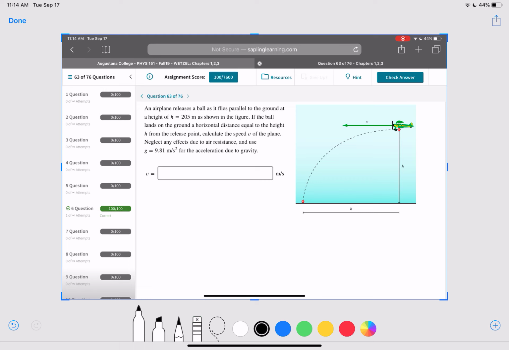Now the thing is, the time it takes to fall is related to the distance it's going to travel here. Rate times time equals distance. So its initial velocity, or its velocity in the x direction, times the time that it's falling is equal to the distance that it travels, h. Okay, how far does it travel? We know that it travels 205 meters because it tells us that the height is 205 meters and that they're the same. So we've got one equation here.